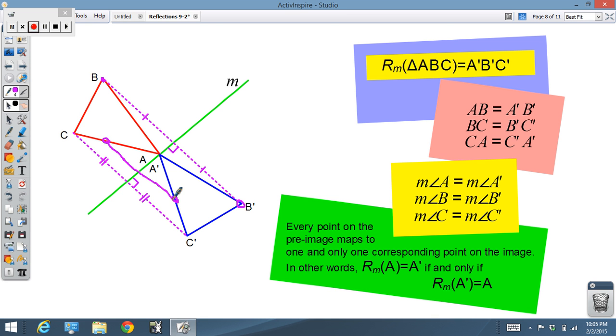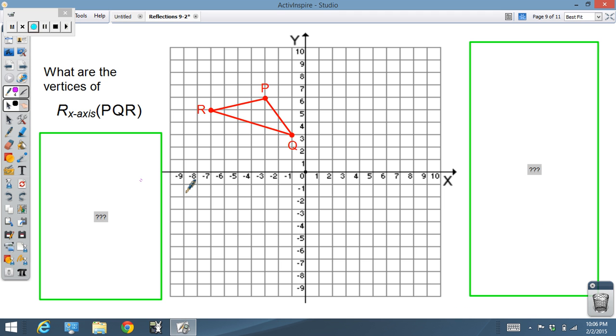It's got to be the same distance, perpendicular bisector. It's got to be somewhere right there. So in other words, if we got a reflection of any point and we want to call it A and it becomes A prime, well, you know what? There's only one way it can work backwards. The reflection of A prime has to go back and be A. Anyway, it's a one-to-one match between any point on the pre-image and its corresponding point on the image. All right. So, a few examples.